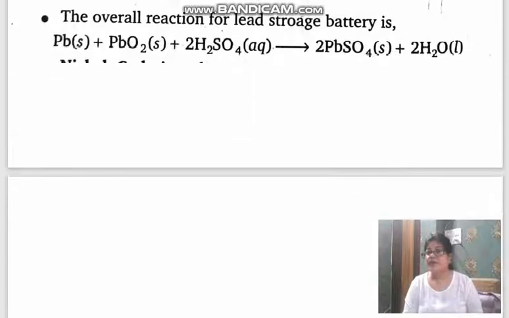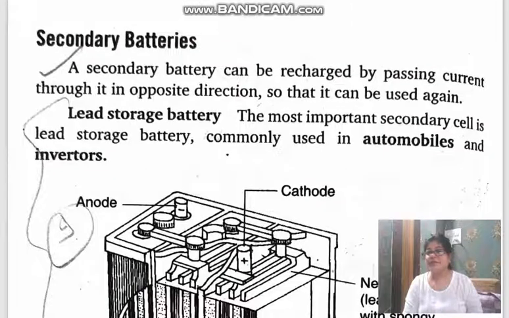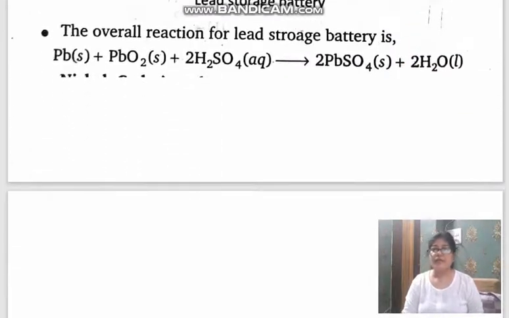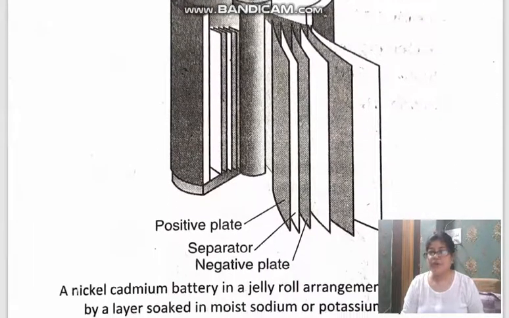As the name suggests, lead storage battery contains lead and sulfuric acid, and they are generally used in automobiles and inverters. Something you have to learn, for example, some reactions you have to learn.